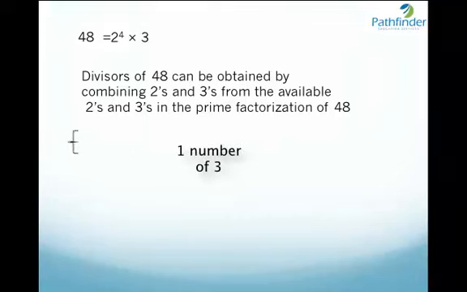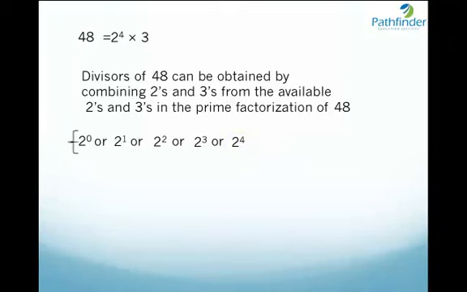So let us see in how many ways we can combine the available 2's. From the 4 given 2's, we can choose 0 2's, which is represented by 2 to the power 0, or we can select one 2, which is represented by 2 to the power 1, or we can select two 2's, which is represented by 2 square, or we can select three 2's, which is represented by 2 to the power 3, or four 2's, which is represented by 2 to the power 4. So we see there are 5 ways of selecting 2's. Either we don't select a 2, or we select one, two, three or four 2's.